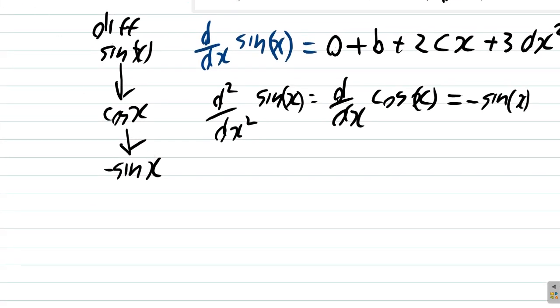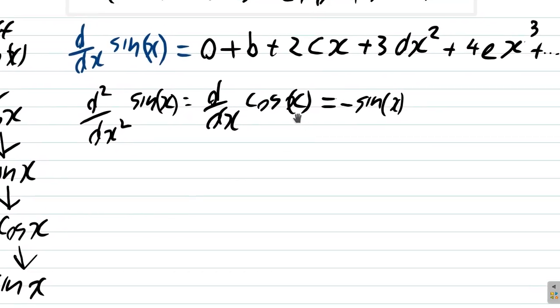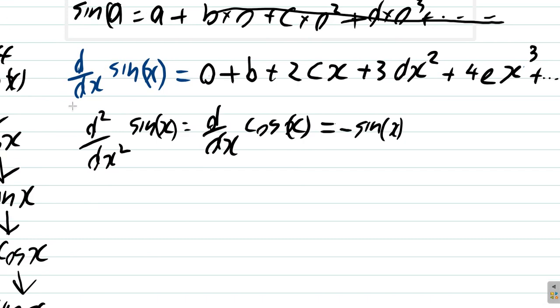What do you get when you differentiate negative sine x? Remember, when you differentiate positive sine x, you get positive cos x. So when you differentiate negative sine x, you get negative cos x. When you differentiate positive cos, you get negative sine. So when you differentiate negative cos, you get positive sine x. And then the process repeats itself. You see that? So anyway, negative sine x. So that's the second derivative.